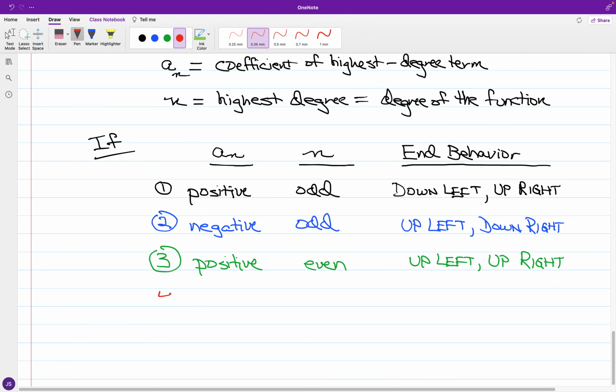And in the last scenario, again, whenever you had the leading coefficient not positive but negative, while the degree of the function is even, you have the same vertical movement at both ends, where we have moving downward. So you have down to the left and down to the right.